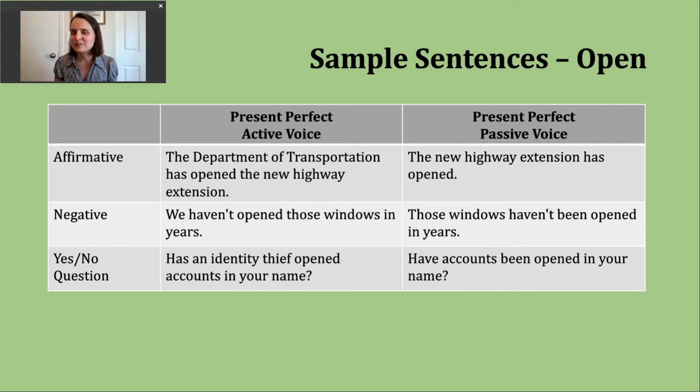Finally, let's take a look at yes or no questions. In the active voice, we want to start with have or has, whichever word matches our subject that comes next, and then we'll use the participle form of the verb. Has an identity thief opened accounts in your name? Okay. This differs slightly from the passive voice. We will start with have or has, but then what comes next is that object, the thing that was acted on. So here it's accounts. And then after that object, we'll use been and our participle. Have accounts been opened in your name?